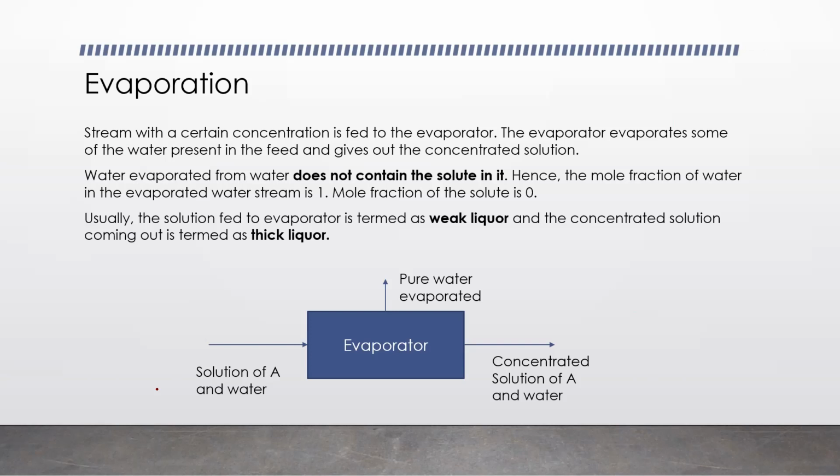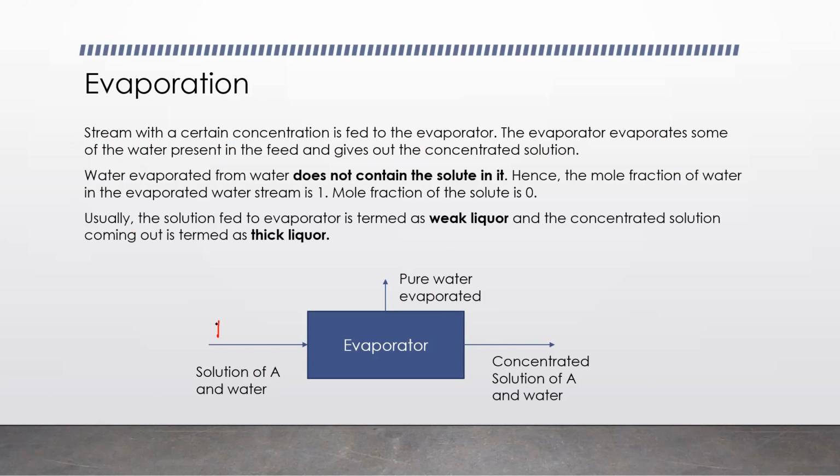Evaporation is basically, as I told you, you have a solution of A and water, and some amount of water is evaporated, and therefore, since water gets evaporated, now you have a concentrated solution of A and water. All right. So a stream with a certain concentration is fed to the evaporator. The evaporator evaporates some of the water present in the feed and gives out the concentrated solution. Remember, it evaporates only water. Whatever A is present in the feed, that is not over here.